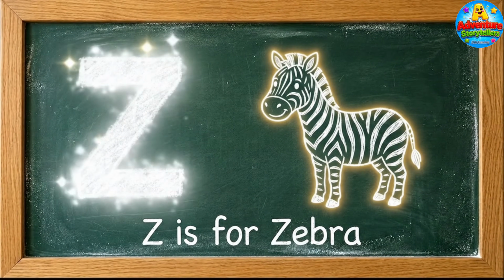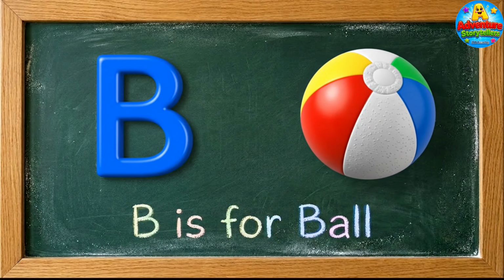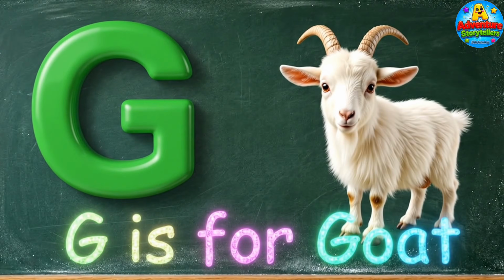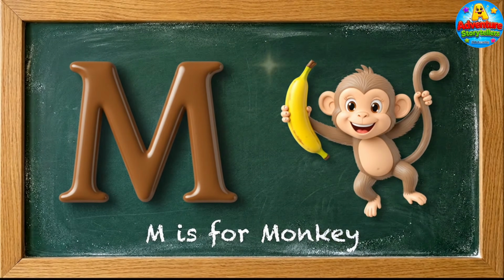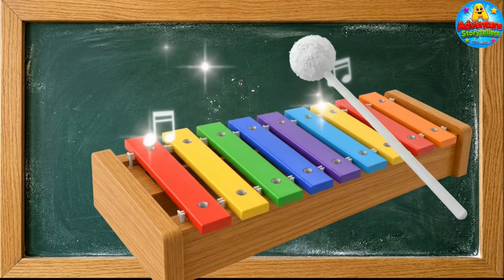Z is for zebra. Z, zebra. A, B, C, D, E, F, G, H, I, J, K, L, M, N, O, P, Q, R, S, T, U, V, W, X, Y, Z.